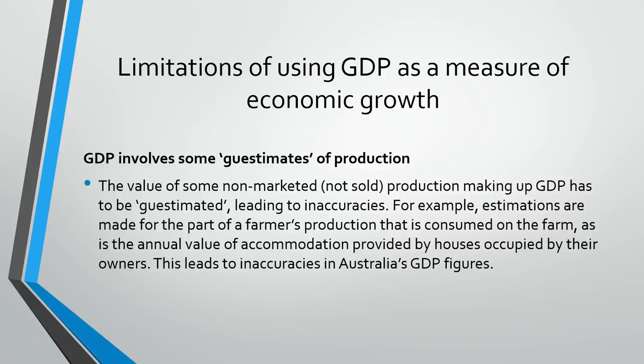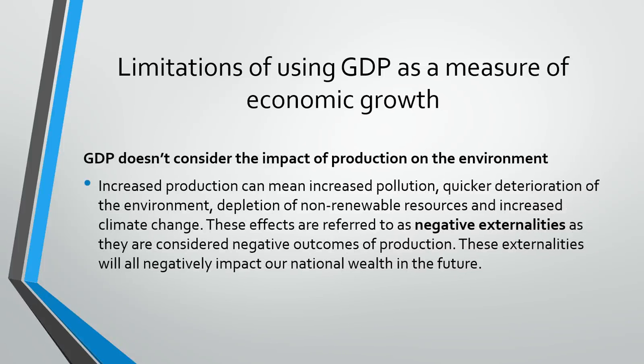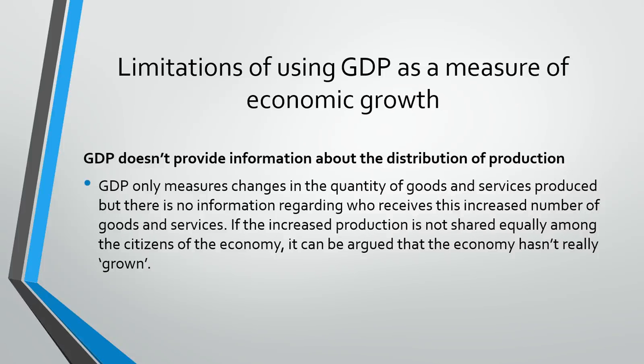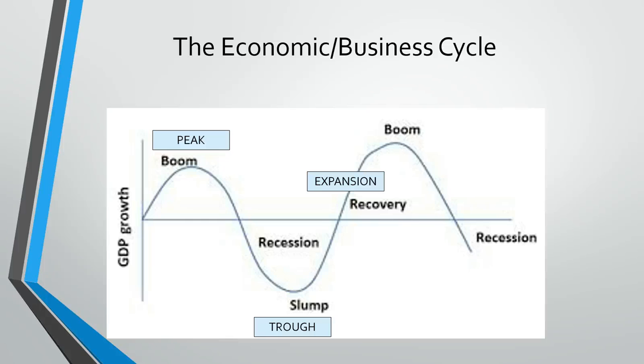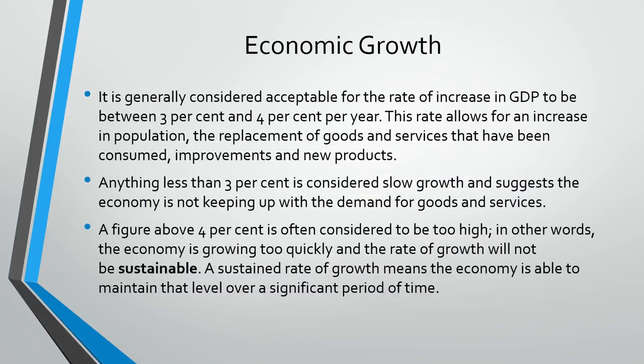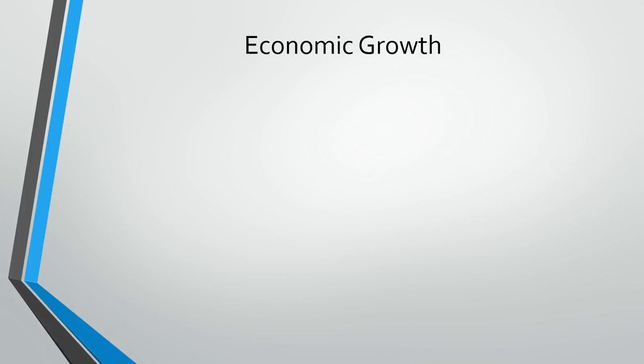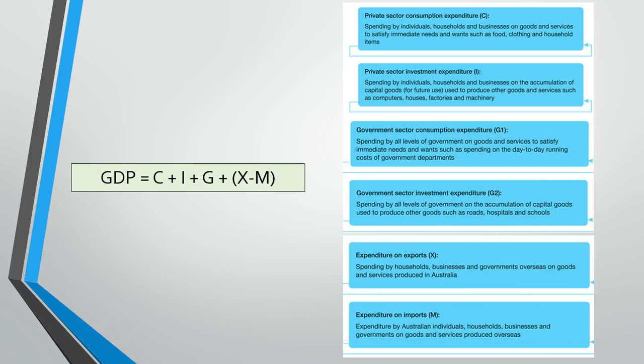So there are 4 limitations of using GDP as a measure of economic growth: guesstimates of production, doesn't include negative externalities, doesn't provide information about the distribution of production, and it doesn't include non-market production. Just recapping what else we've looked at. The economic and business cycle. We've got terms such as peak, trough, expansion. Economic growth, we want it to be about 3 to 4% per year. GDP, that's our measure of economic growth. C plus I plus G plus X minus M.